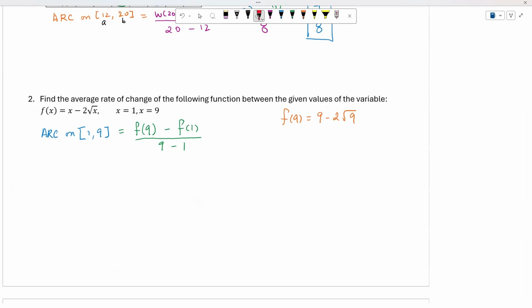And f of 1, again, basically we replace x with 1: 1 minus 2 times square root of 1. Okay. And let's see how we work out the problem. So I will have 9 minus 2 times square root of 9 minus, okay, we subtract the whole thing, f of 1. So it will be 1 minus 2 times square root of 1. And now I divide everything by 8.